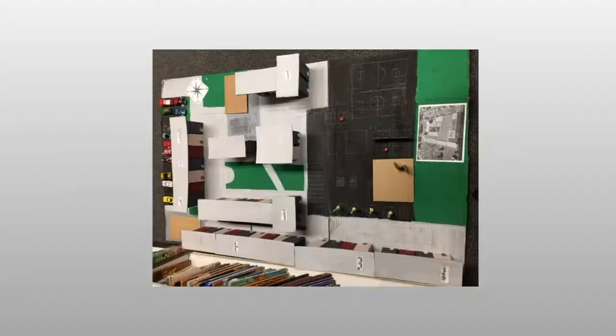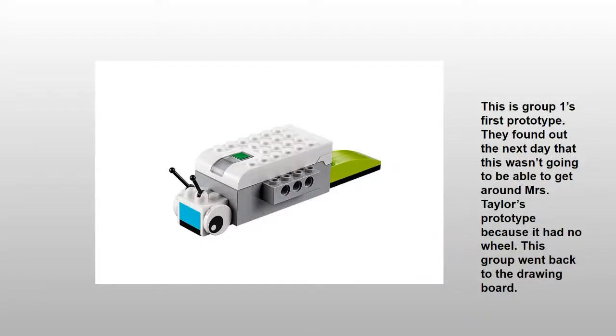And if we go further, then we'll see the first prototype the kids built. They built the snail, and unfortunately, the snail didn't work because the snail had no wheels. But the students learned that sometimes happens.